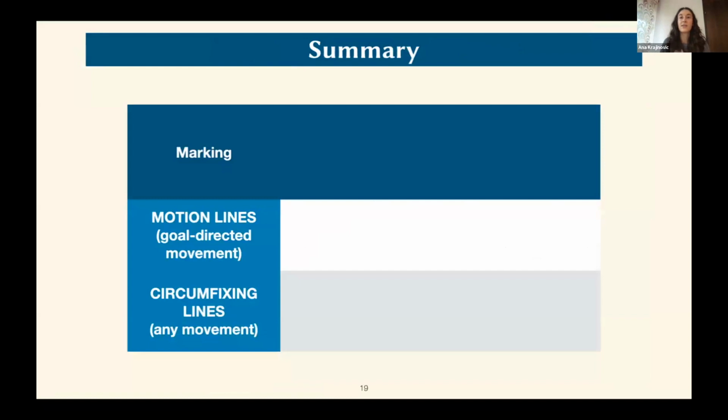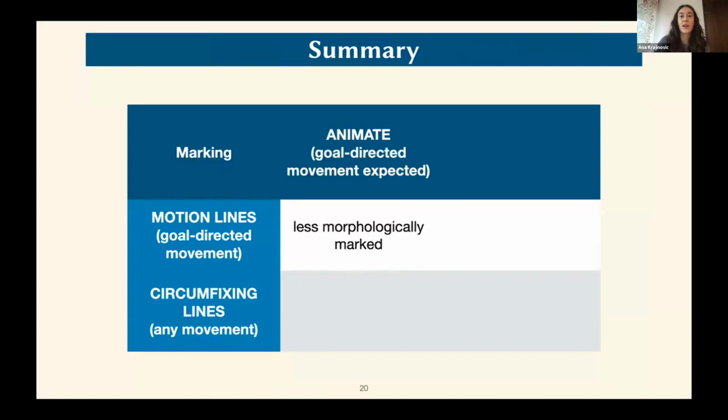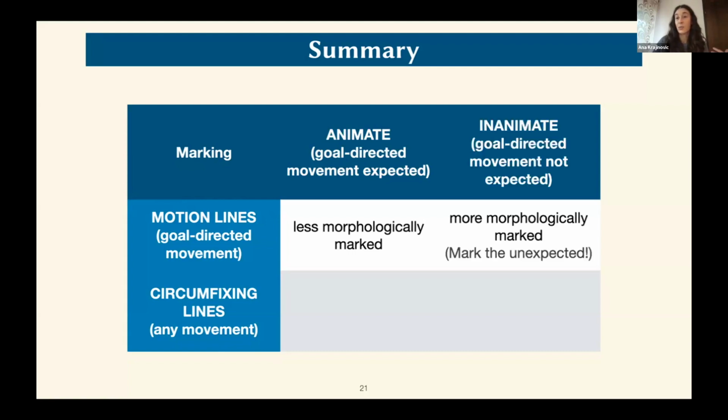And to summarize this, we looked at the marking by motion lines and circumfixing lines in comics. Motion lines are goal-directed, circumfixing lines are not associated with any particular direction. And then when it comes to animates, because goal-directed movement is expected from them, they are less morphologically marked by motion lines compared to inanimates, while inanimates tend to be more morphologically marked by motion lines because goal-directed movement is not expected from them. And this is what we call then the principle of mark the unexpected.